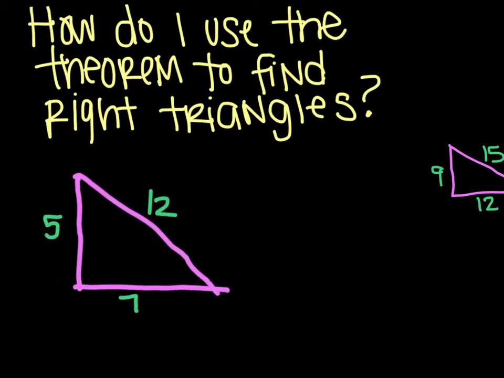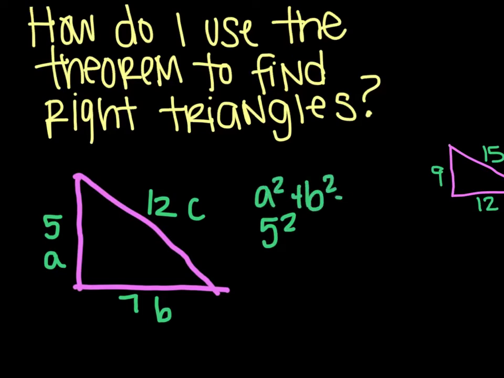So here we have our first problem. What we're going to do is assign which is your A term, B term, and C term. So we'll have A, B, and C. And then you plug them in. So 5 squared, because it's A squared plus B squared equals C squared, plus B, which would be 7, so 7 squared, equals, and then 12 squared.